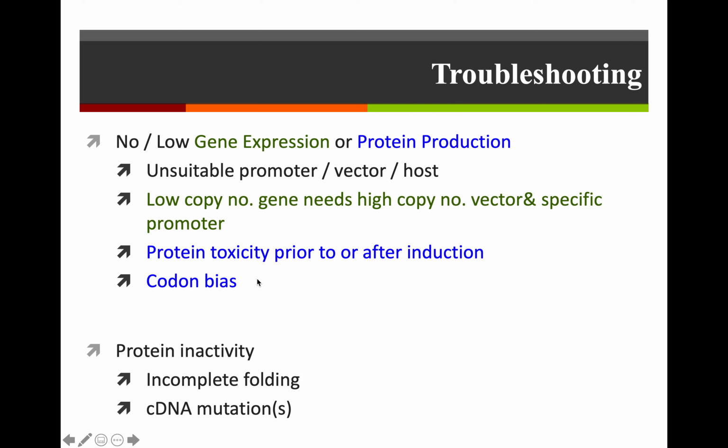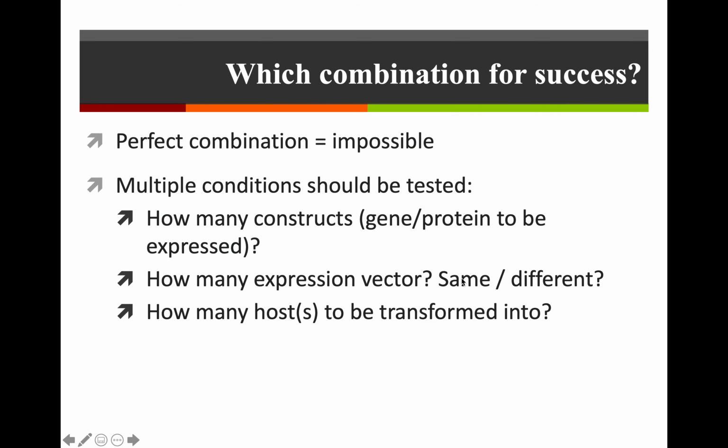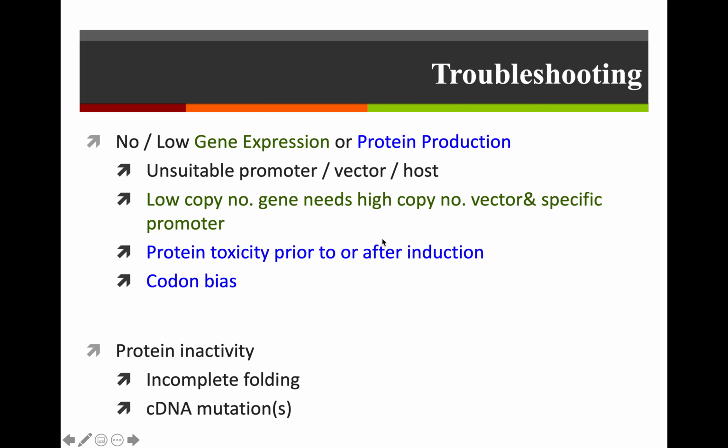Secondly, a low copy number gene usually needs a high copy number vector and a specific promoter. So this is where it comes back to how many constructs you need. If you're expressing a gene that is low copy number, usually you need a high copy number vector that could multiply it or increase its expression, and usually a specific promoter is needed for that, which means that you may need to design your own promoter.